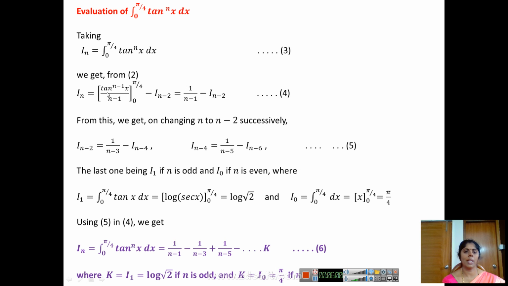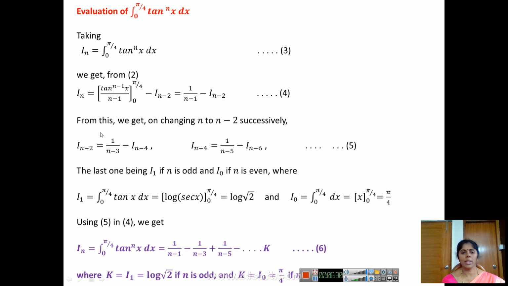Then I left with the term tan to the power n minus 1 of pi by 4, which is equal to 1. So I can write 1 divided by n minus 1 minus I n minus 2. Here again we have to get the value for I n minus 2. To get that value in this particular expression, we can change n by n minus 2. We'll get I n minus 4.